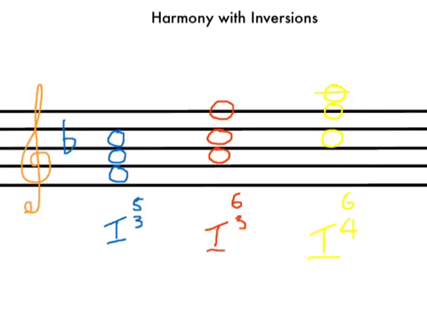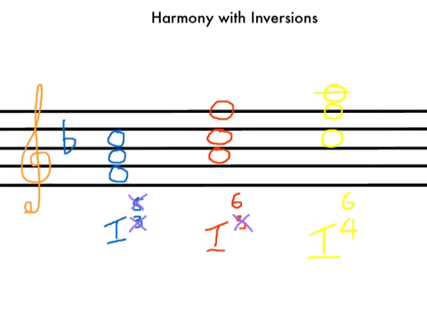Now, often what you get as well is that sometimes these numbers are abbreviated. So, for example, when it's in root position, you don't have either the 5 or 3. When it's in first inversion, you just have a 6. And when it's in second inversion, you have the 6-4.